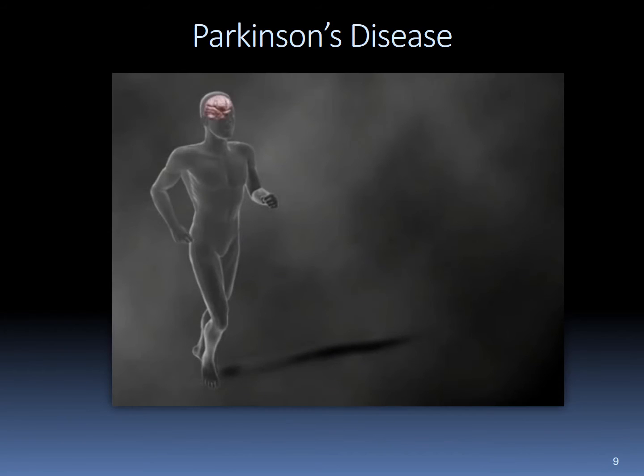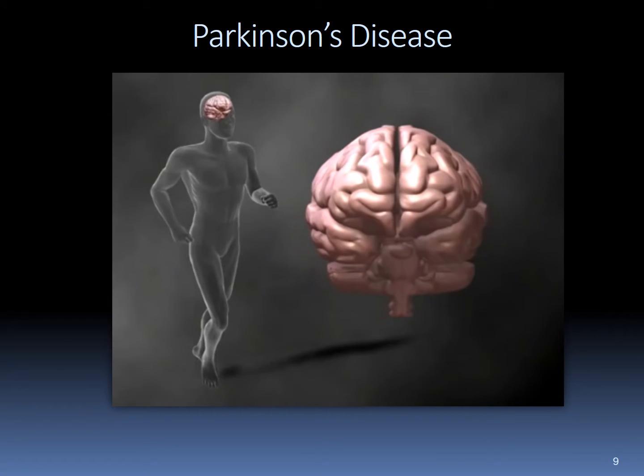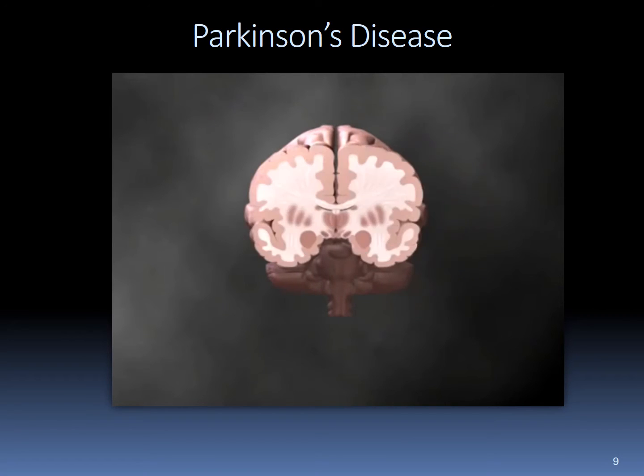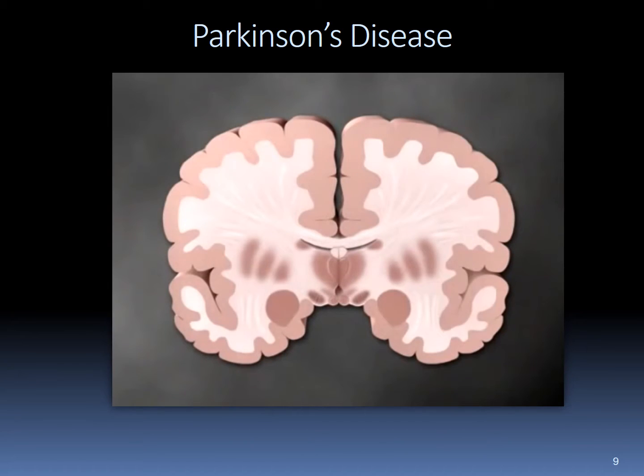By the extrapyramidal system, which includes the substantia nigra, subthalamic nucleus, basal ganglia, and thalamus. The extrapyramidal system can either promote or inhibit movement. Let's take a closer look at the key extrapyramidal structures involved in Parkinson's disease.